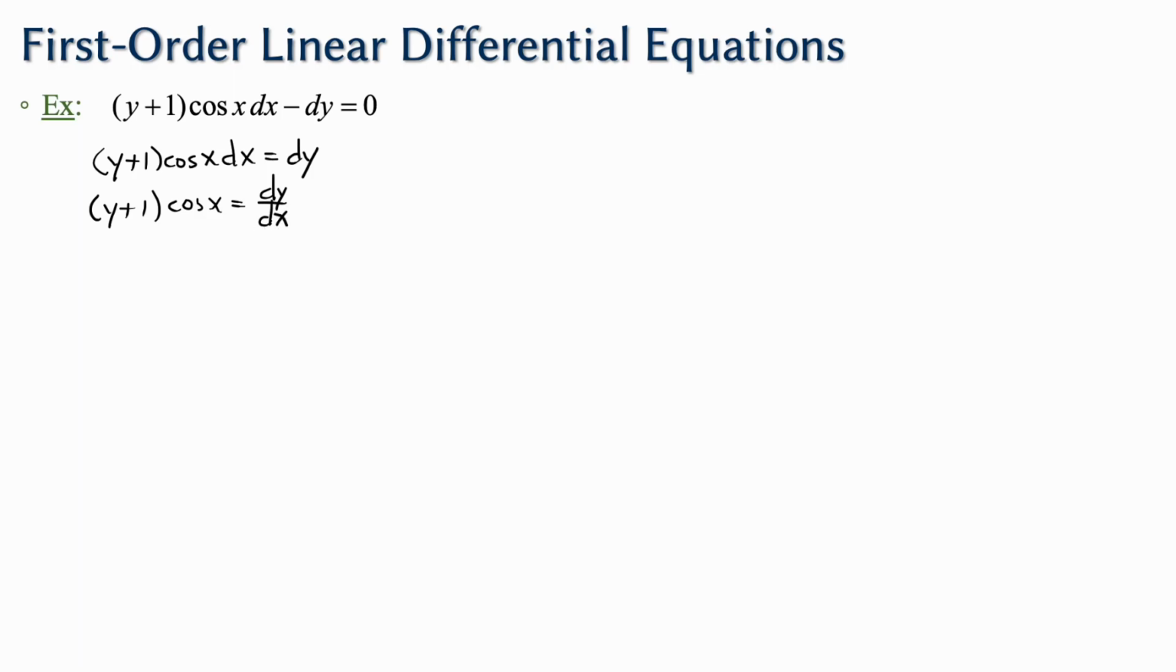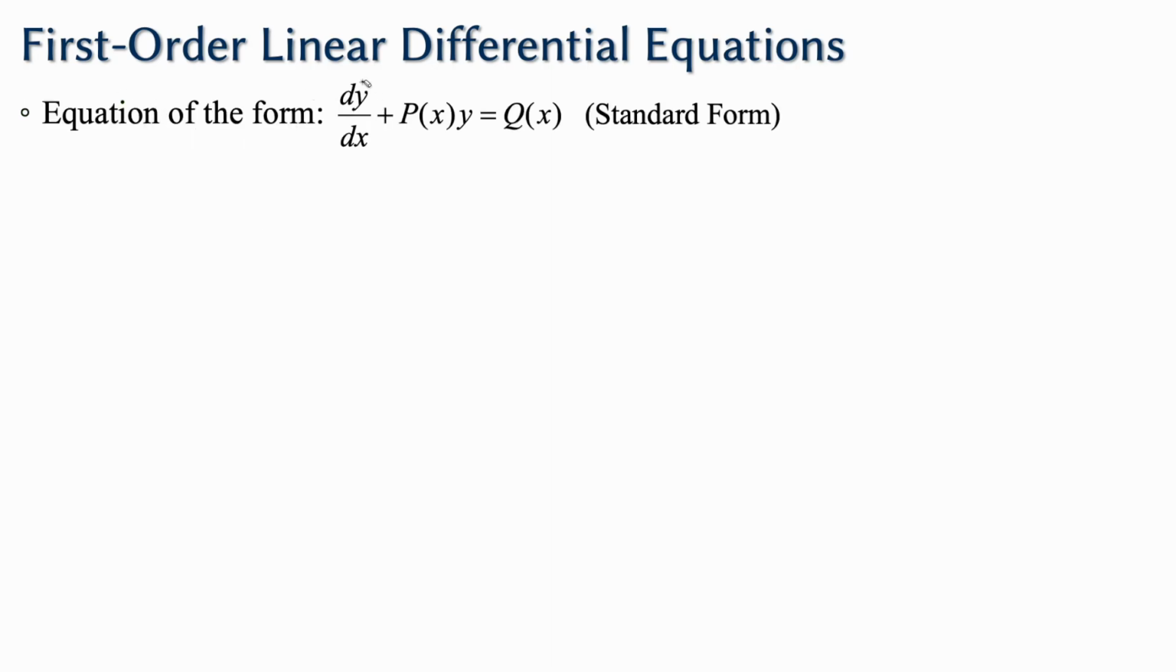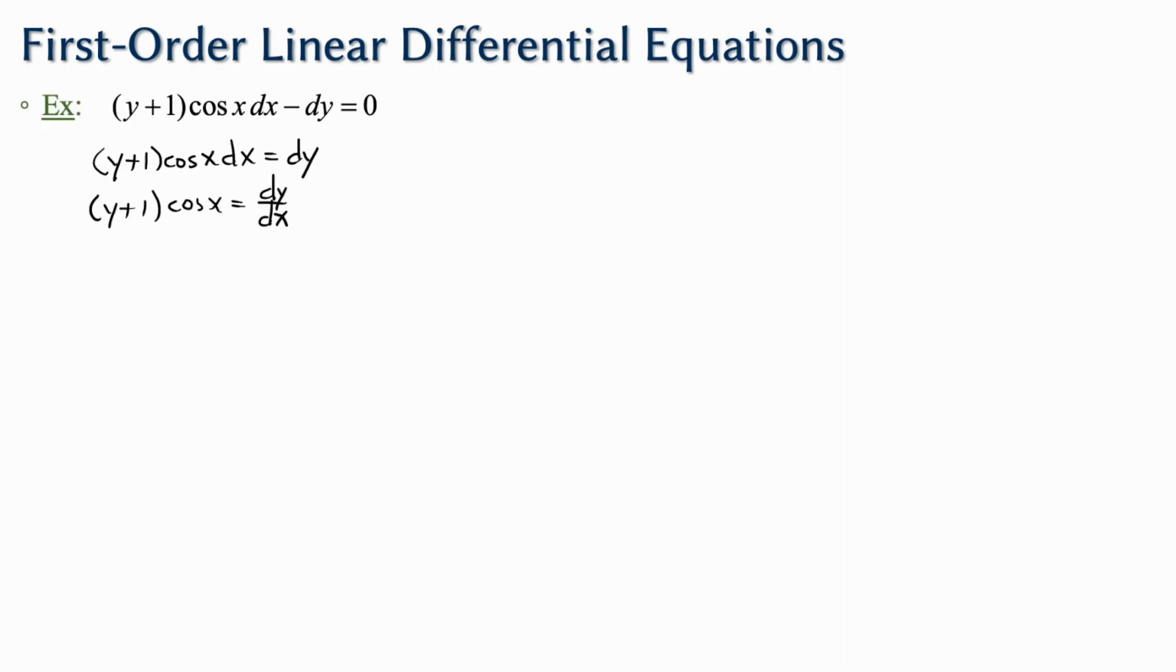Next, we need to make it look like standard form. So again, looking back at what that is, we need our derivative plus a function of x times y plus some function. So that means obviously this is all by itself, but we need to go ahead and keep this up with y. So I'm going to take my cosine and distribute this.